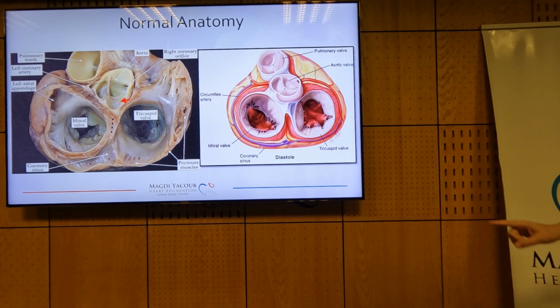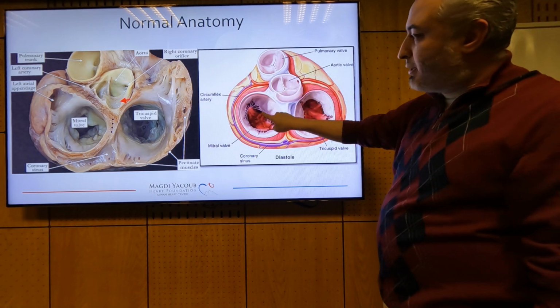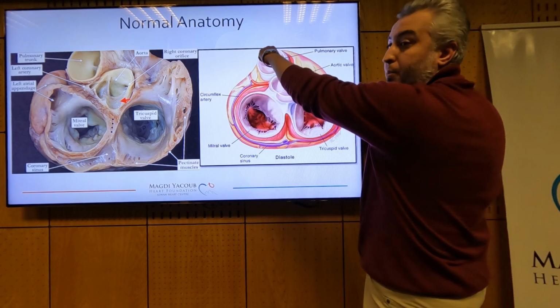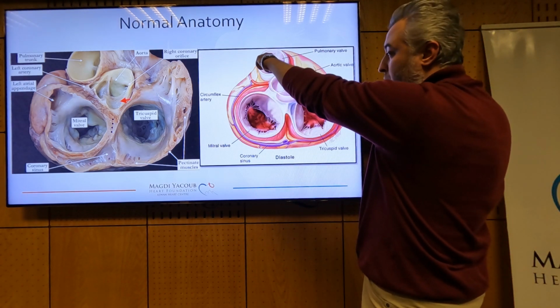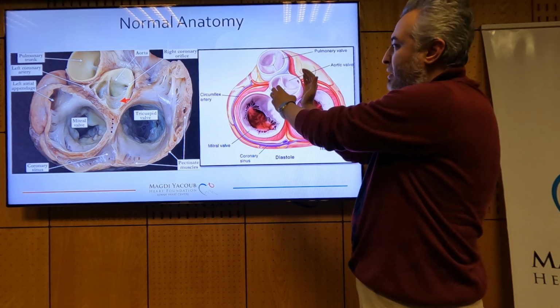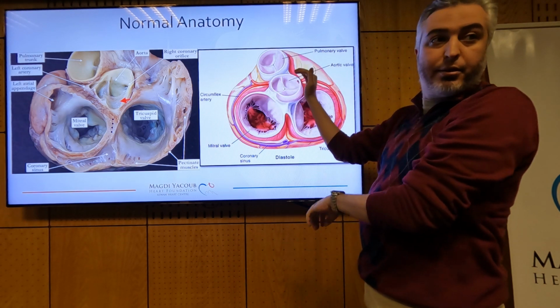So here we can appreciate the aortomitral continuity, which is not there between the tricuspid and the pulmonary. So the tricuspid and pulmonary are actually separated by the LVOT in between. So the plane of the ventricular septum would be like here. Okay?